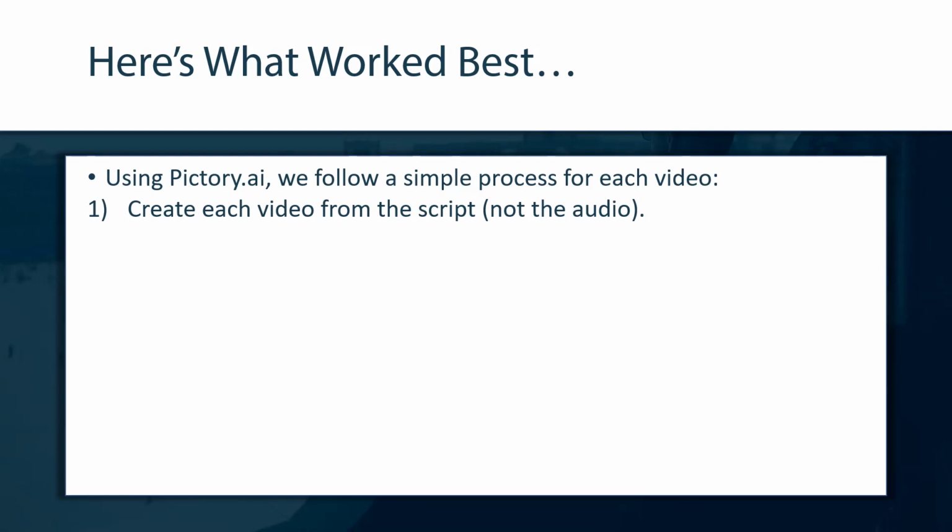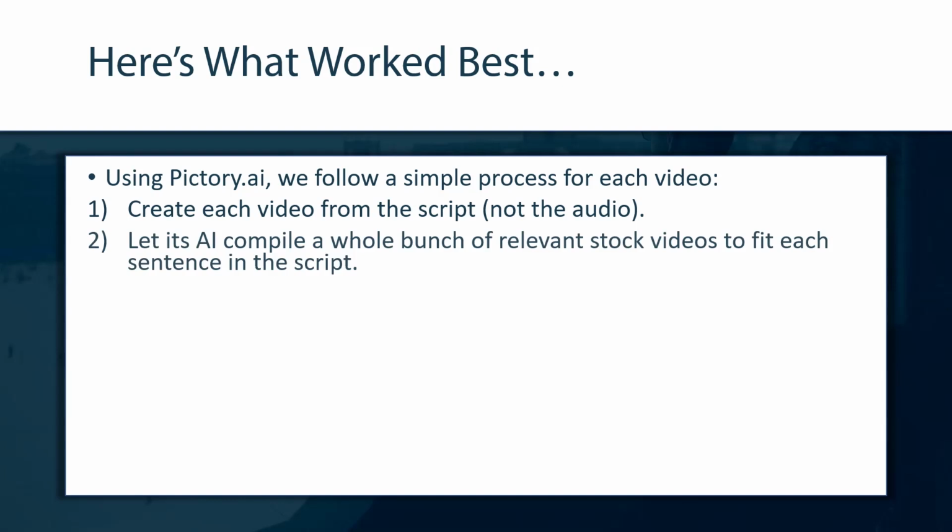So this is really important: you start with the script, not the audio. Then you let its AI compile a whole bunch of relevant stock videos to fit each sentence in the script. So, for example, let's say a script is talking about accounting in a sentence. Then the stock video clip it would choose would be something like an accountant typing or using a calculator with some forms next to them, for example. And it would do this for every single sentence in the script.